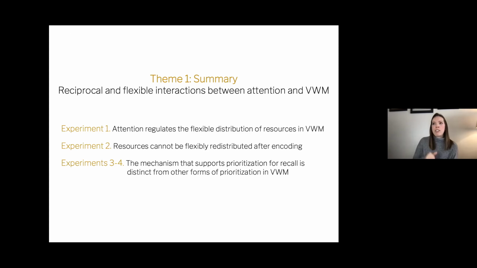So to summarize theme one, I've shown you that attention and visual working memory really interact in this reciprocal way that's much more flexible than we once thought was possible. So attention really does regulate the flexible distribution of resources in visual working memory, but this only happens at encoding. You can't flexibly redistribute these resources. So this flexibility itself has its limits. And the mechanism that supports this type of prioritization for recall really is distinct from other forms of prioritization in visual working memory.